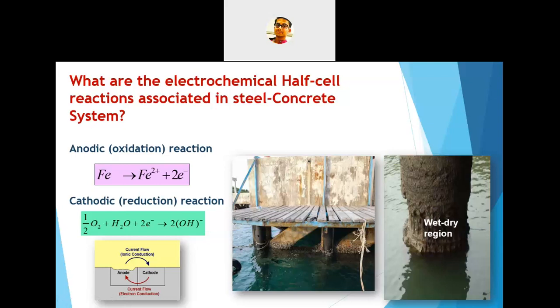Here also you can see the structure is suffering from severe corrosion due to the marine environment. You can see that this part is suffering from severe corrosion, because in this region there is an abundant presence of both oxygen and moisture, and the wetting and drying action is also helping the chloride to enter the concrete very fast.